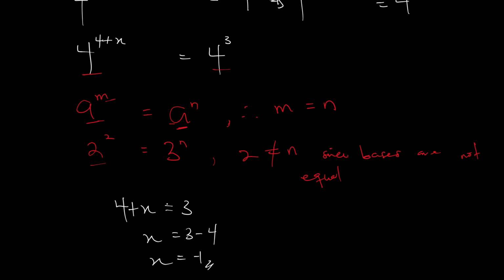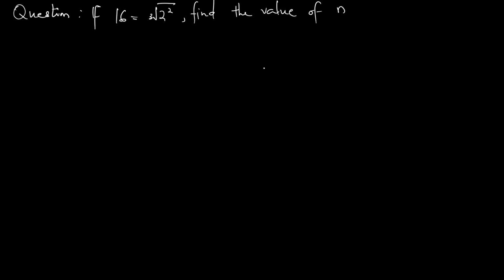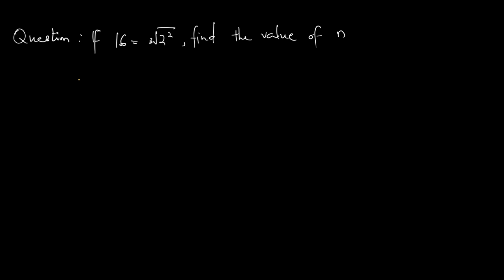So we know how to use the rules of indices to simplify an expression. Now we also know how to use negative and fractional indices. So let's pick one with a fractional index. If 16 to the power n is equal to the cube root of 2 squared, find the value of n. From rule 6, a raised to the power p times 1 over q is equal to the q-th root of a raised to the power p.